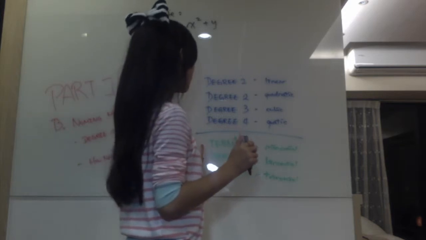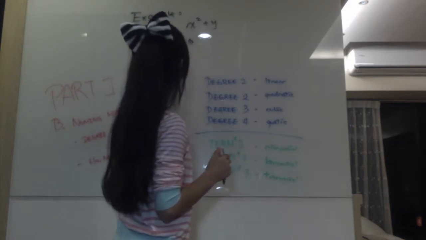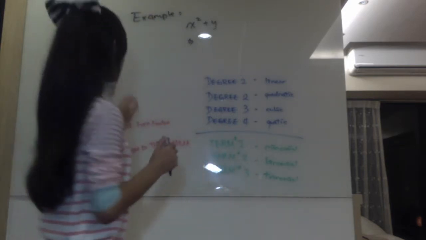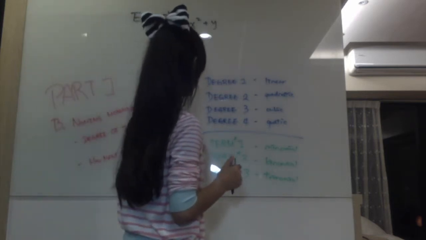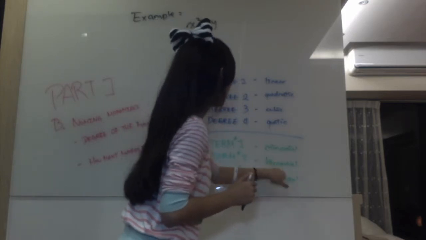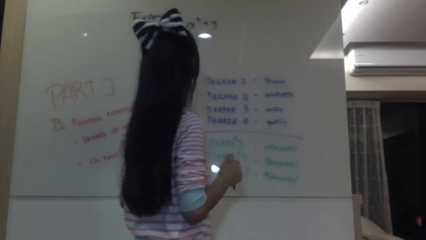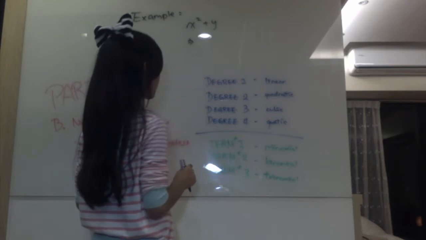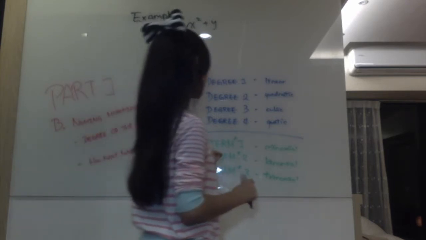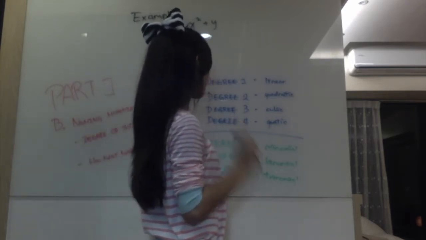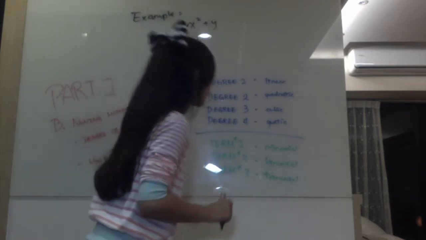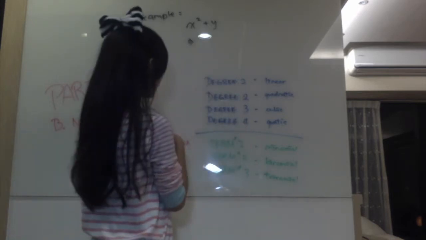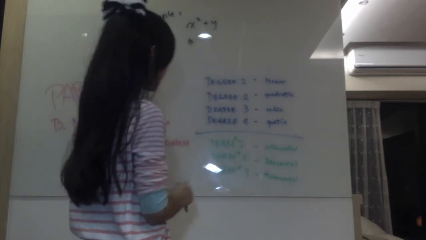The next thing is how many terms are in this formula. If it only has 1 term in the formula, it will be a monomial. And if it has 2, like the example, it is a binomial. And if it has 3 in the formula, it's a trinomial.